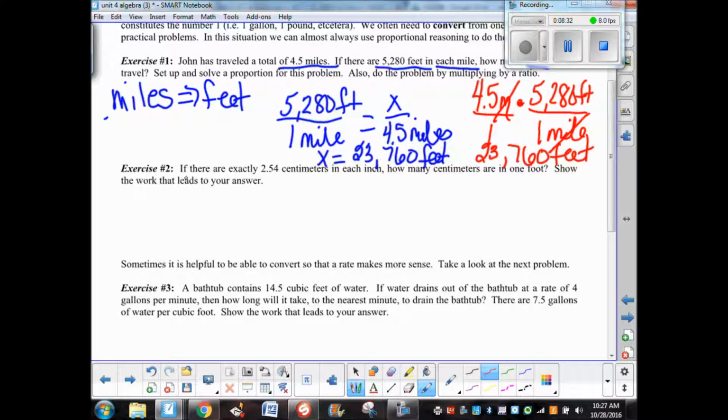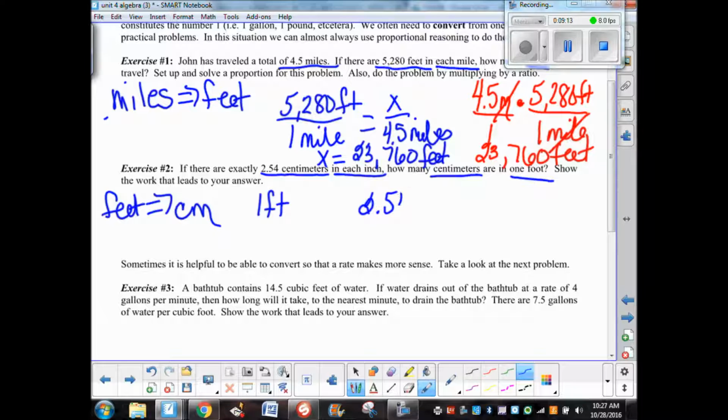So it says, if there are exactly 2.54 centimeters in each inch, how many centimeters are in 1 foot? So the problem wants us to go from feet to centimeters. Okay. So I'm going to start out with what I need to go to. Okay, that 1 foot. And what do I know about 1 foot? Think about some background knowledge. And what else do I need? And keep that in the back of your mind and kind of mull that over for a second. And then what else did the problem give us? It gave us that there were 2.54 centimeters in 1 inch.